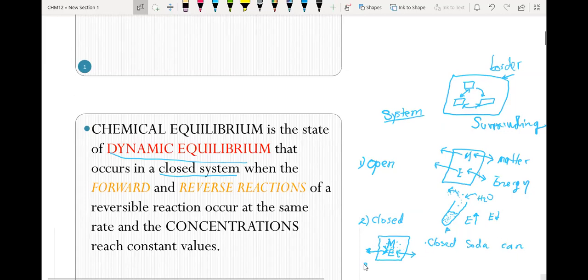The third type of systems is the isolated systems. It doesn't allow the transfer of matter or energy to surroundings. All matter and energy is contained in the system. We don't know any of those systems here in this portion of the universe we live.